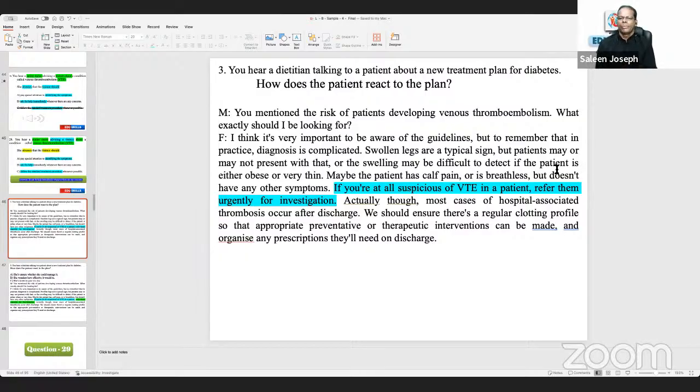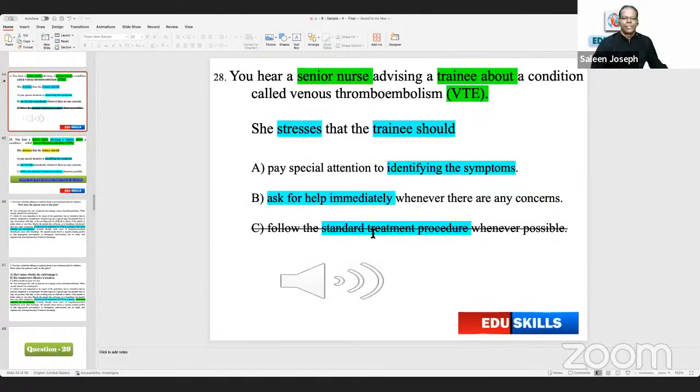Maybe the patient has calf pain or is breathless, but doesn't have any other symptoms. So nothing is sure. So what do you have to do? If you are at all suspicious of VTE in a patient, refer them urgently for investigation. Also, ask for help immediately. Ask for help means refer. Immediately means urgently, whenever there are any concerns, whenever you have a suspicion. Cool?